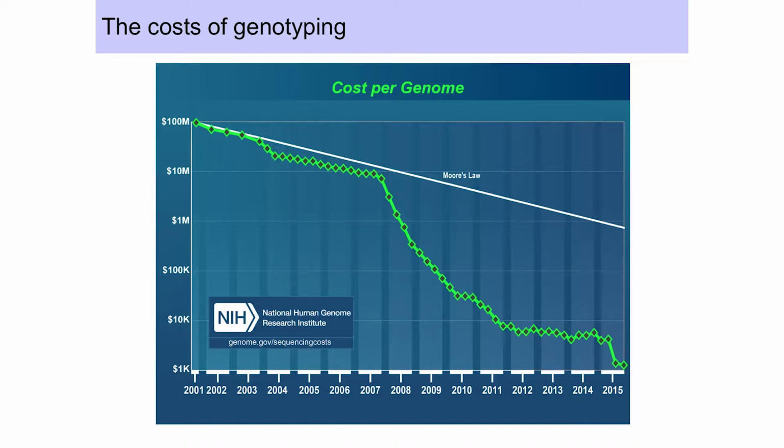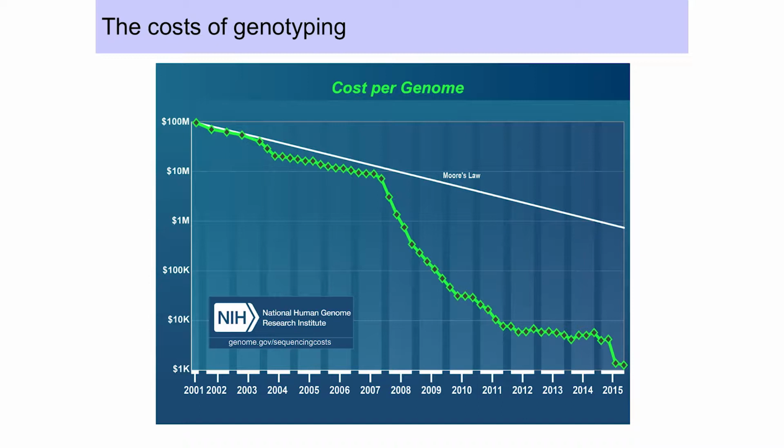The first human genome that was sequenced actually cost around $100 million, and that was just in 2001. Now we're down to a full genome costing you not much more than $400 or $500 to completely sequence with high accuracy.